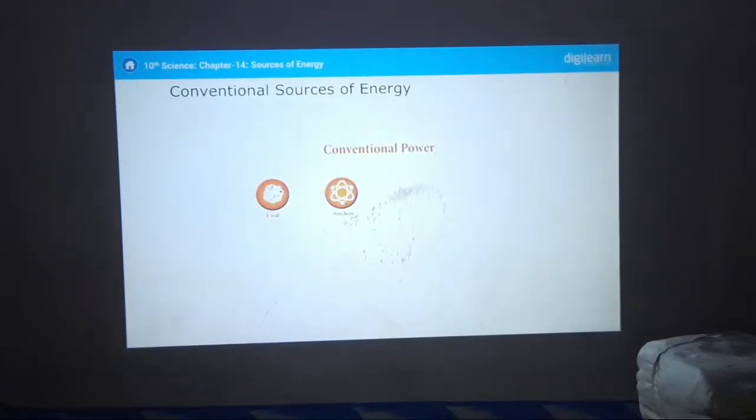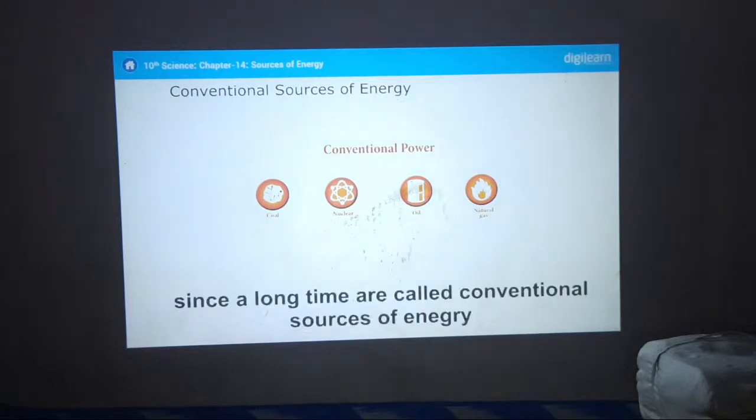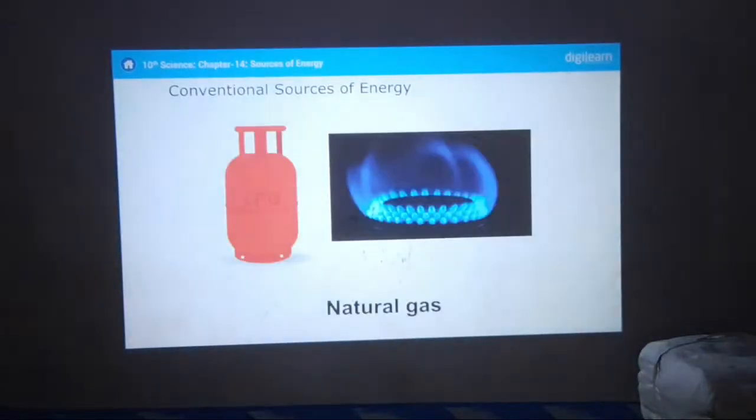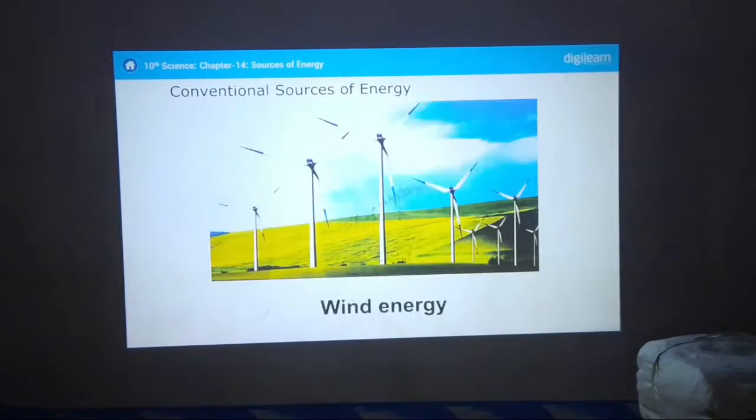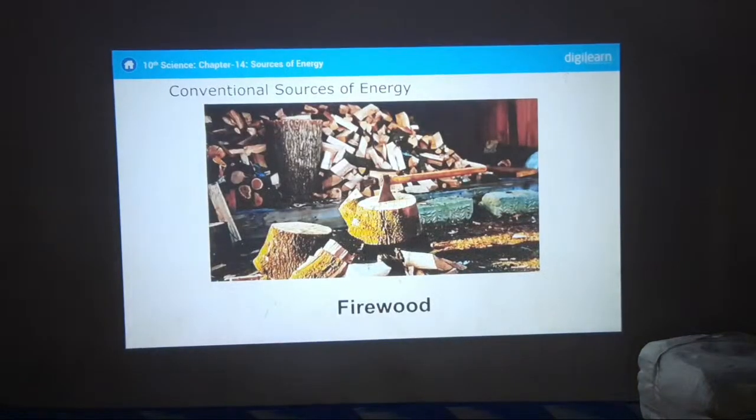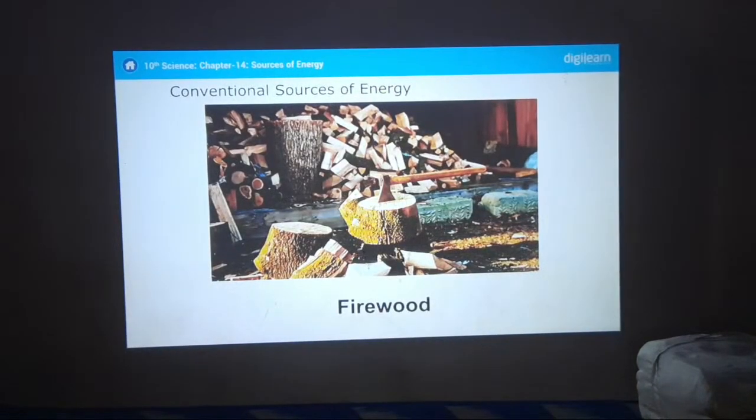Conventional sources of energy. The sources of energy which have been in use since a long time are called conventional sources of energy. Coal, petroleum, natural gas, hydel energy, wind energy, and nuclear energy are considered to be the conventional sources of energy. Additionally, firewood is also a conventional source of energy, but its usage is now limited to kitchens in the rural parts of India.